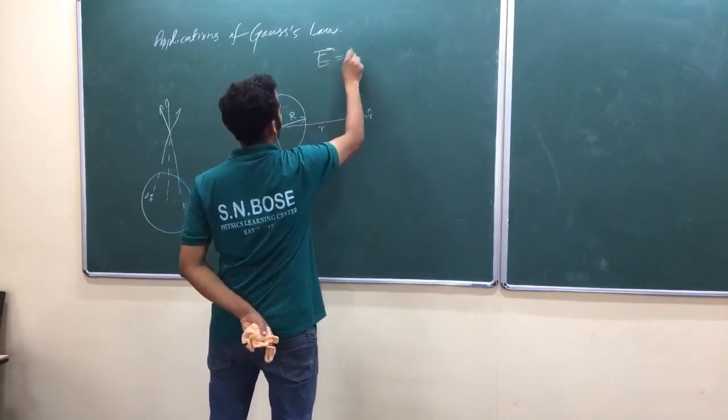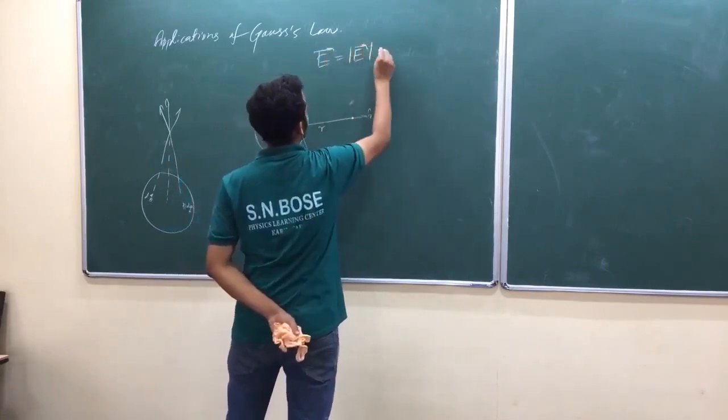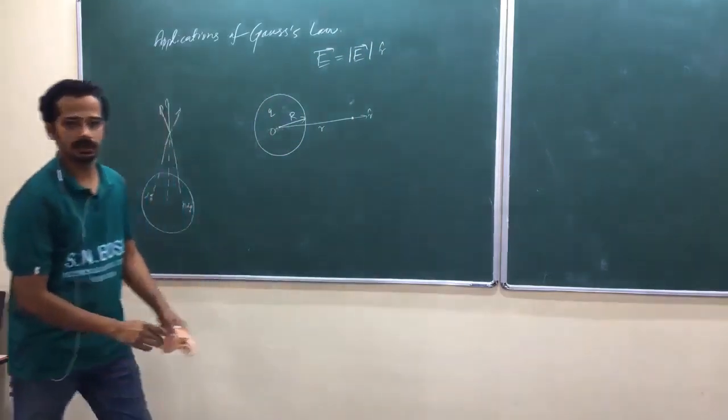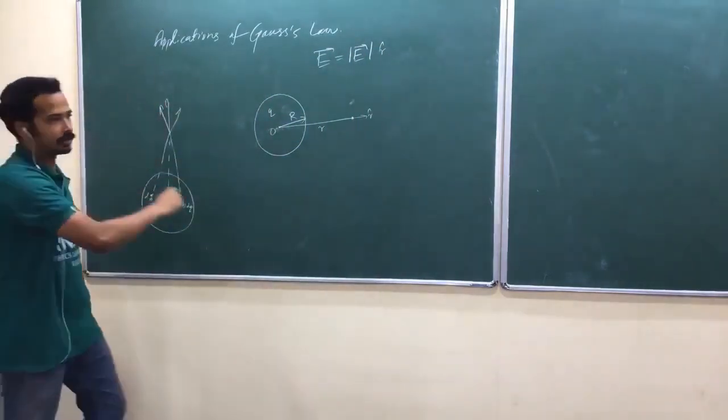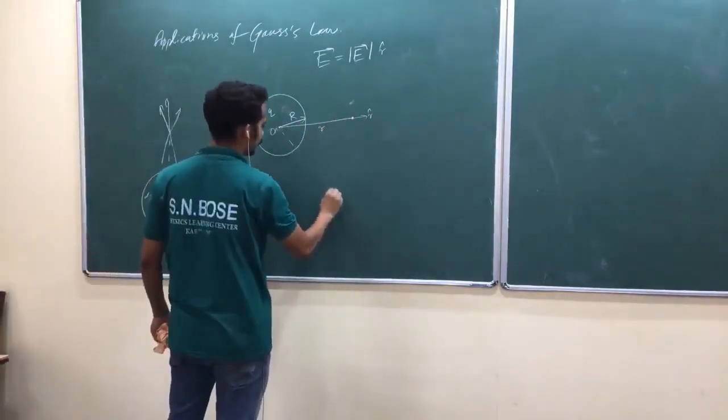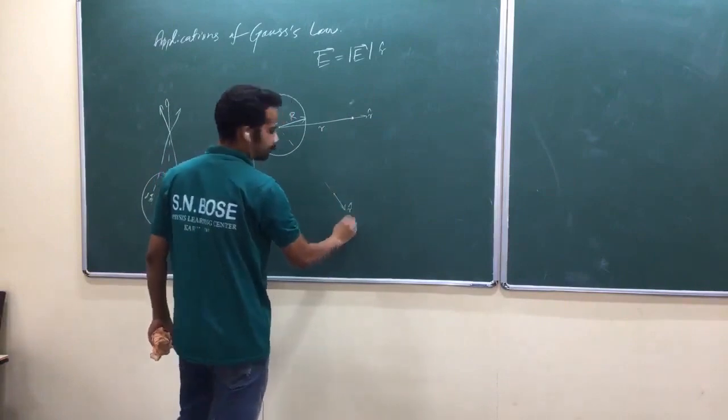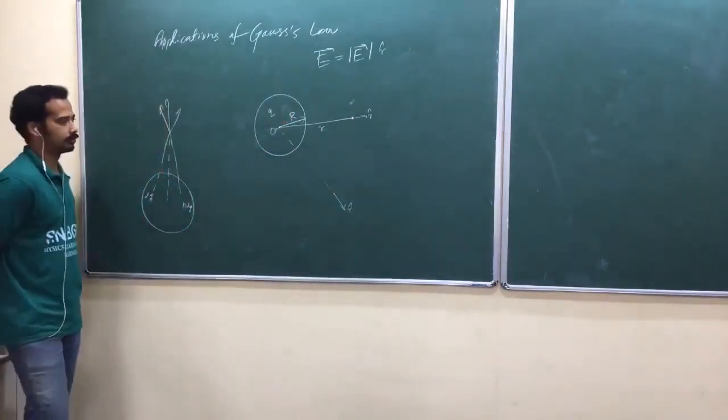Okay, now electric field, can I write like this? By inspection, I got electric field mod E into r cap. It's radially outward, wherever you take. Here if you take, it will be like that. Here if you take, it will be like this. Am I right? Electric field will be radially outward because of symmetry.